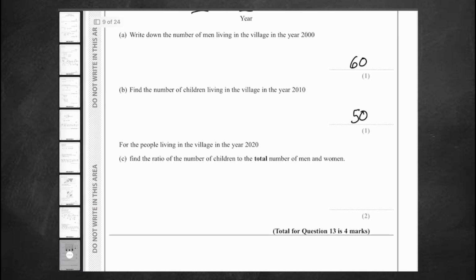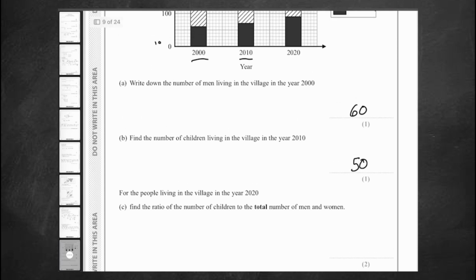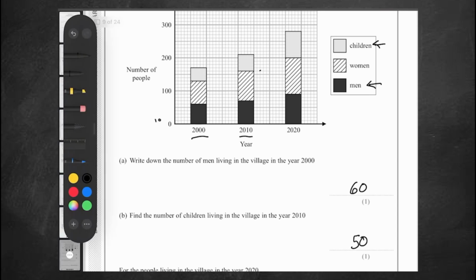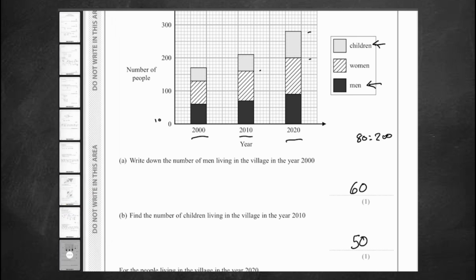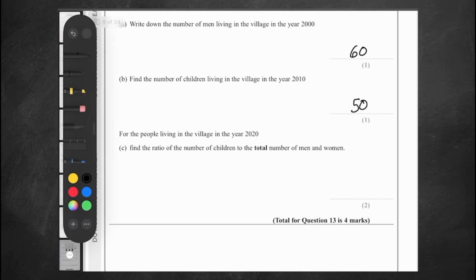And for part C, for all the people living in the village in the year 2020, find the ratio of the number of children to the total number of men and women. So 2020, number of children, it's going to go from 200 up to 280, so it's going to be 80. And it's the total number of men and women, so it's from 0 up to 200, so the ratio is 80 to 200, and we're not asked to simplify, so I'm going to leave it as 80 to 200.